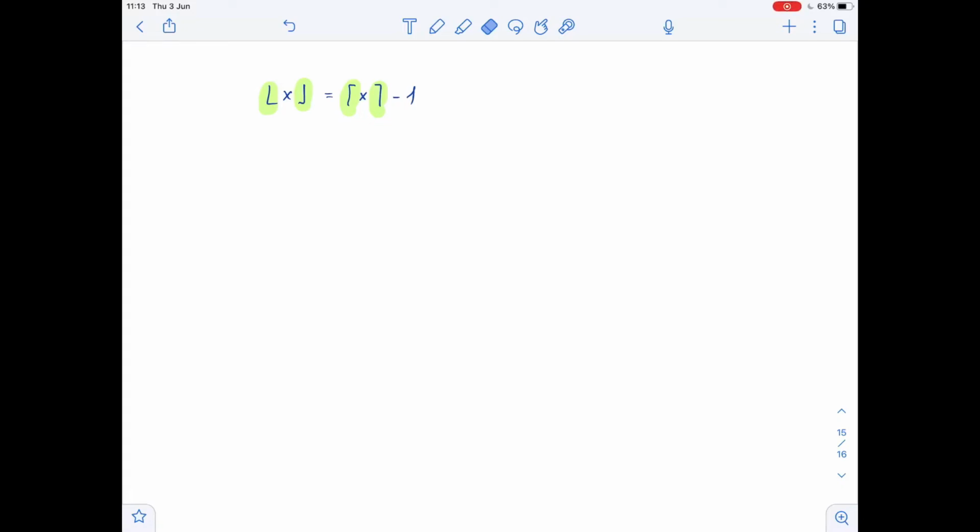So we need to find under which conditions this expression is true. Before we start doing that, let's review what this notation means. On the left side, we have the notation of the floor function. Floor function of x takes an input x and gives the output the largest integer less than or equal to x. So floor function of x will always be less or equal to x.